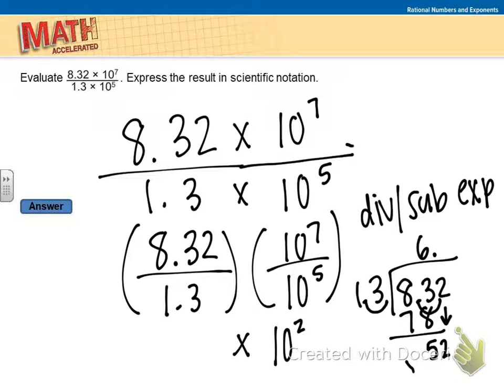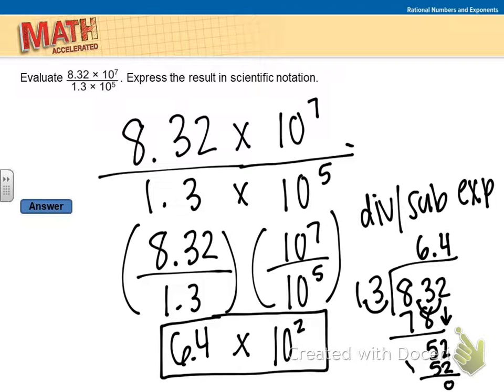We bring down the 2. And how many times will 13 go into 52? 4. Evenly? Good. So our answer here would be 6.4 times 10 to the 2nd power, right? Or 6 4/10 times 10 to the 2nd power. Good.